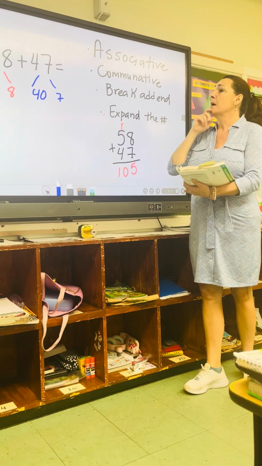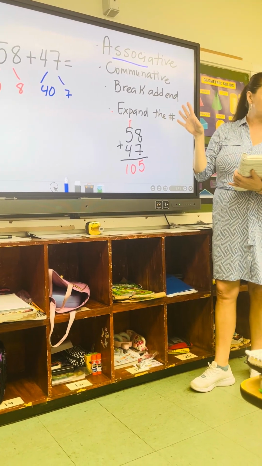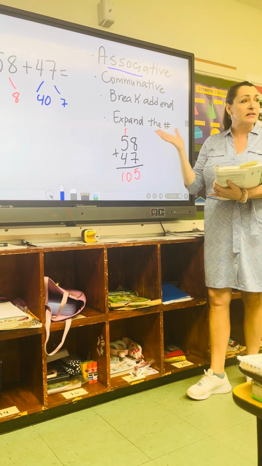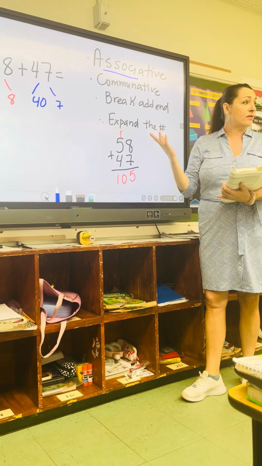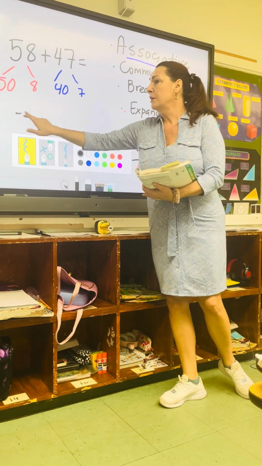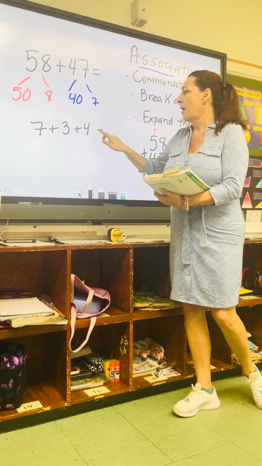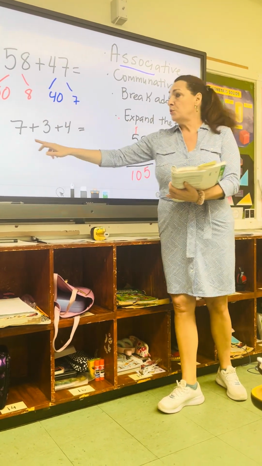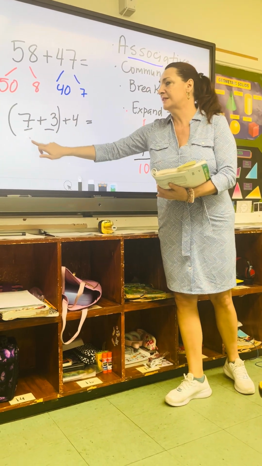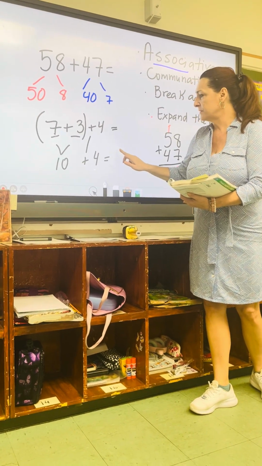Then we can use the associative property to combine any numbers. According to the associative property, regardless of how you combine the numbers, the sum will always be the same. For example, with the associative property of addition, if you have 7 plus 3 plus 4, let's add them up. You can add 7 and 3 in parentheses, which is 10. Then you bring down the plus and 4, and it becomes 14.